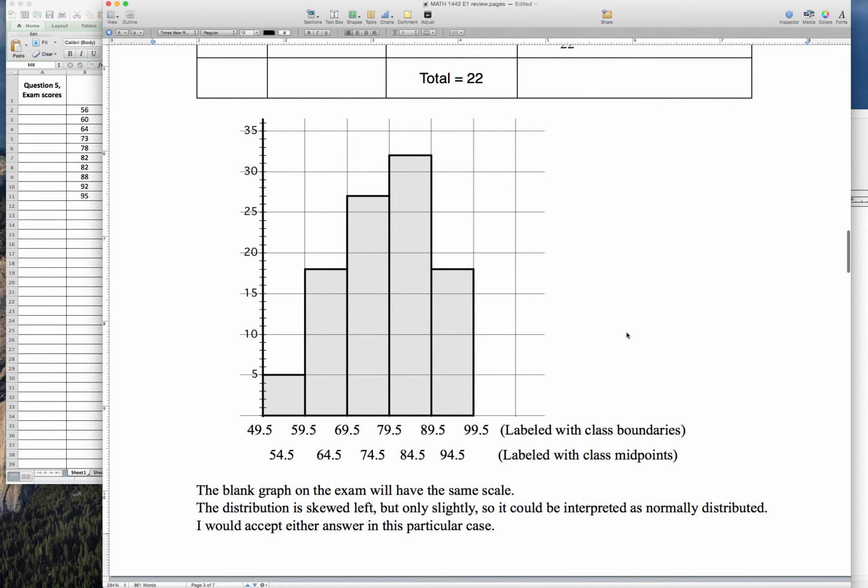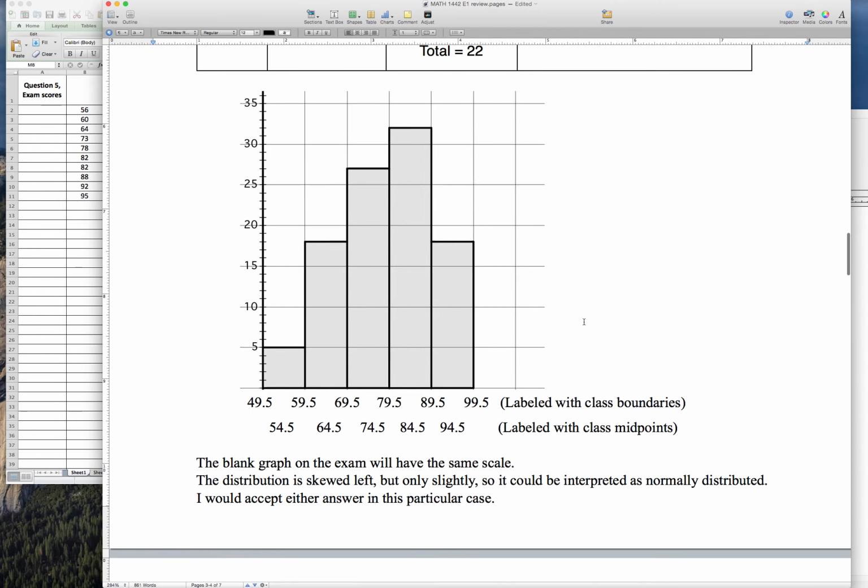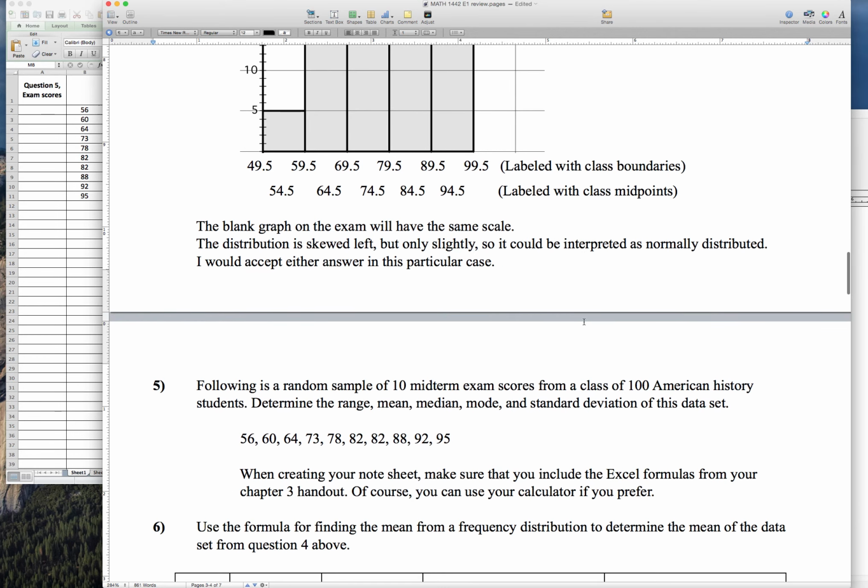Now, it also says on the practice exam, is this distribution skewed, and if so, how? Well, this one is skewed left just a little bit. I mean, it's very slight, but it's fairly normally distributed, and so you could interpret it that way. In this particular case, I would take either answer. Either answer would be fine.